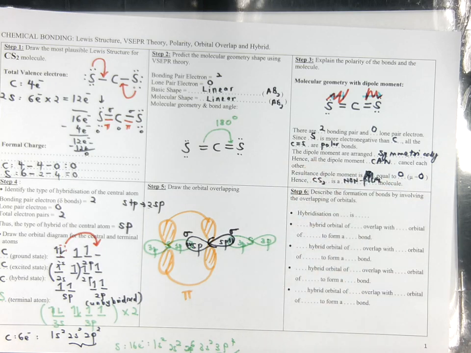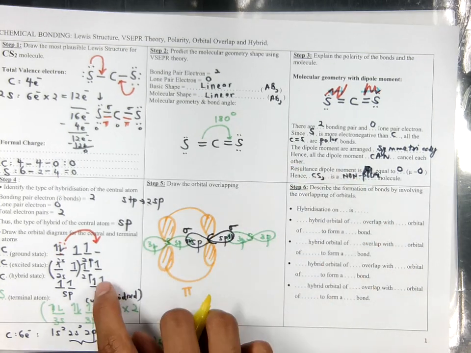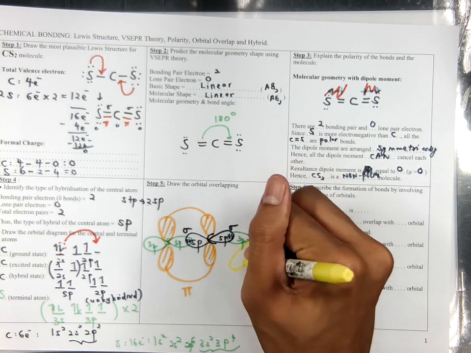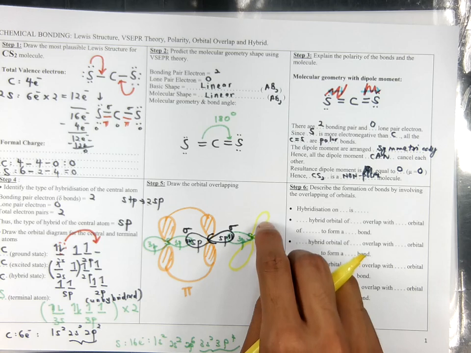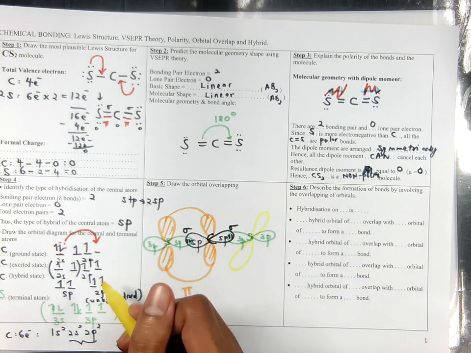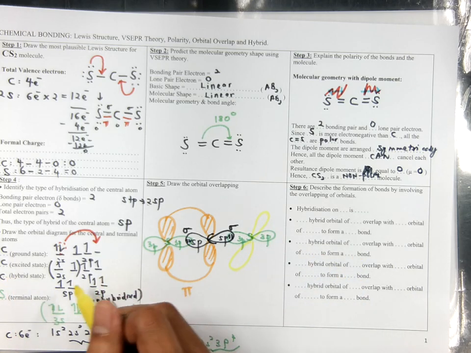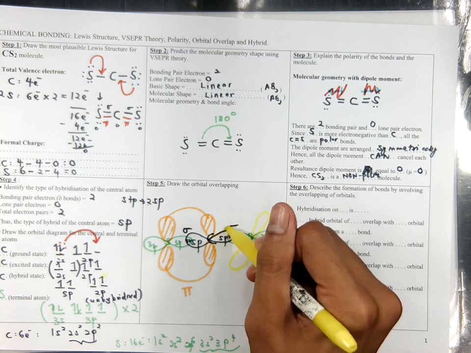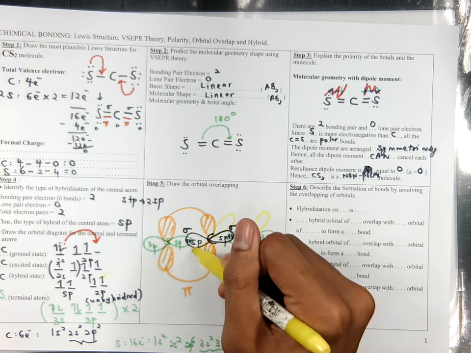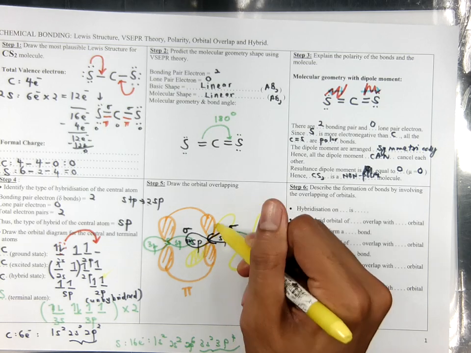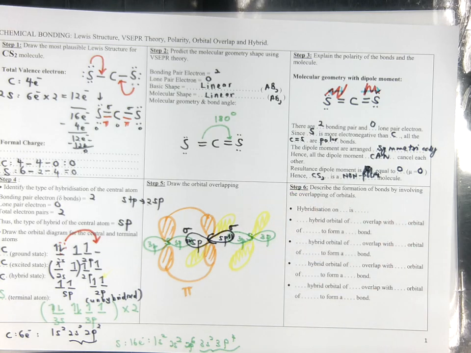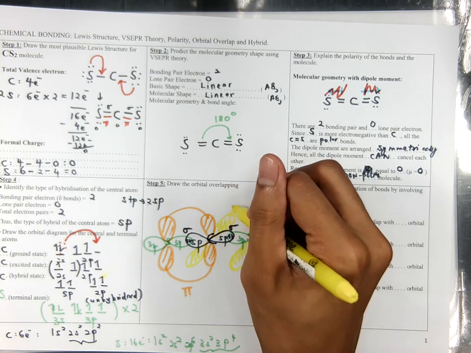At the same time, the other sulfur also has an unpaired electron. And this unpaired electron will then combine with the carbon unhybridized orbital, which is with this one. So I need to draw another one. So this will also form a pi bond.